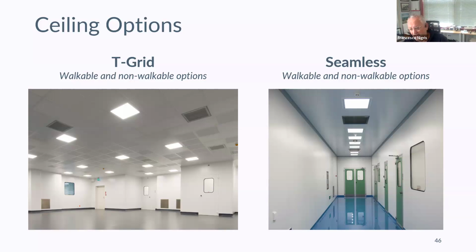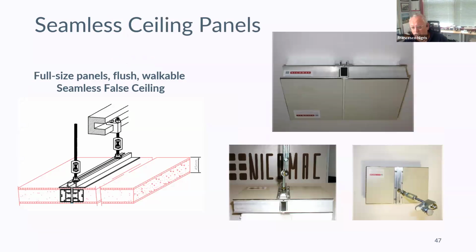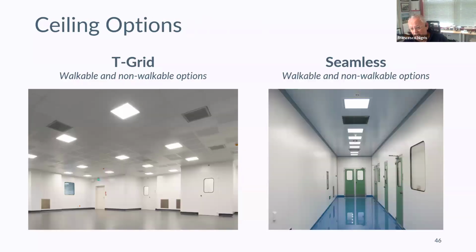On the other side, seamless, our seamless ceiling panel. That's why we call it seamless ceiling. It is not necessarily that the big 4x10 panels are walk-on only. You may have a solution where you like the seamless ceiling without all the connections and seams that you have in a T-grid, but you don't need a walk-on.